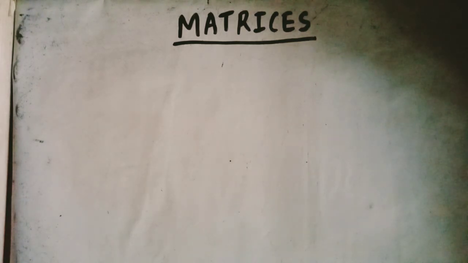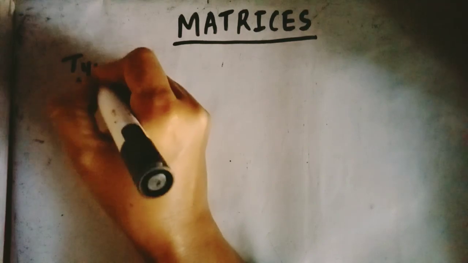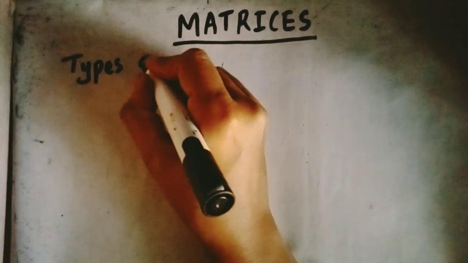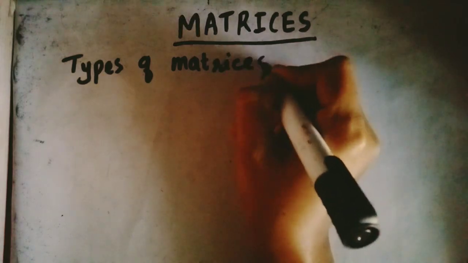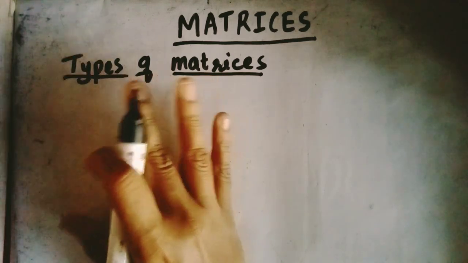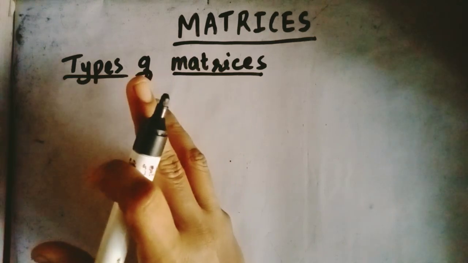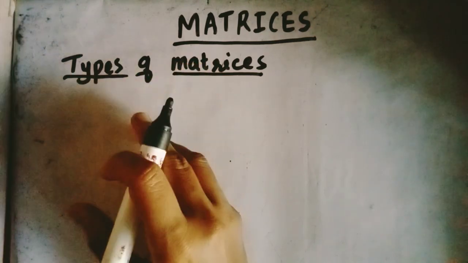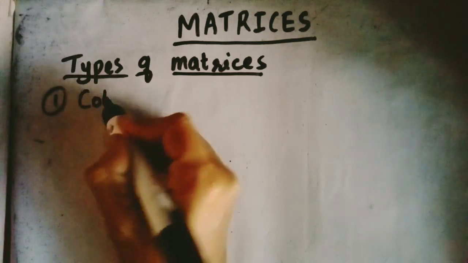Hello students, so today we will learn types of matrices. There are many types. We have seen how to represent a matrix using rows and columns, and we know how to write the order of a matrix. So now the first type is the column matrix.